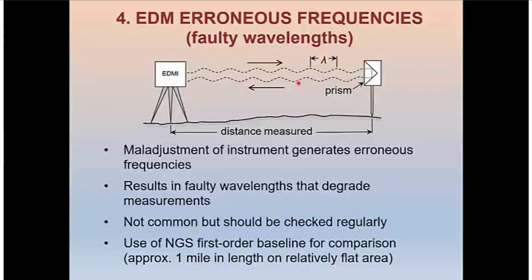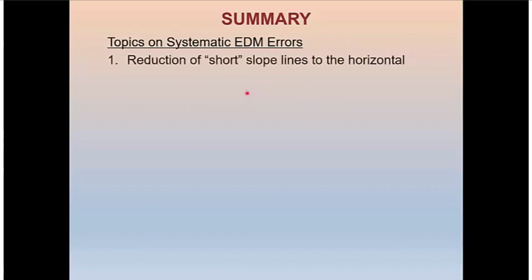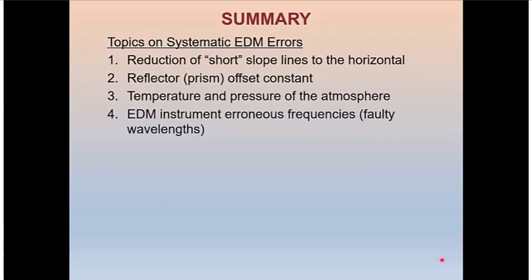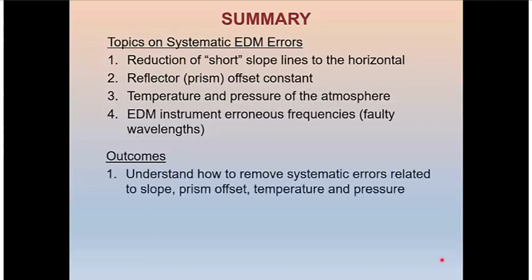If the instrument is found to be out of calibration, then the instrument should be sent back to the manufacturer for adjustment. In summary, the topics on systematic EDM errors include the reduction of short slope lines to the horizontal, the reflector offset constant, K, the temperature and pressure effect of the atmosphere on the measurement, and EDM instrument erroneous frequencies causing faulty wavelengths.